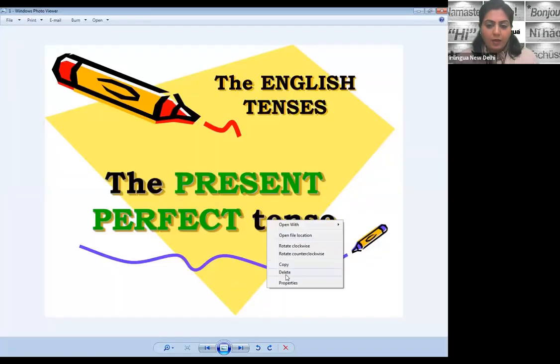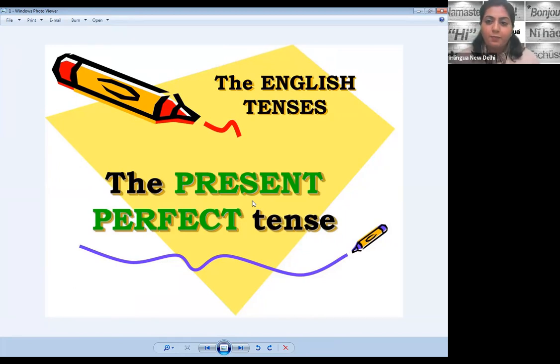All right. So I hope you can all see the first screen. That is the title or the heading. That is present perfect tense. Now, let's define this tense.